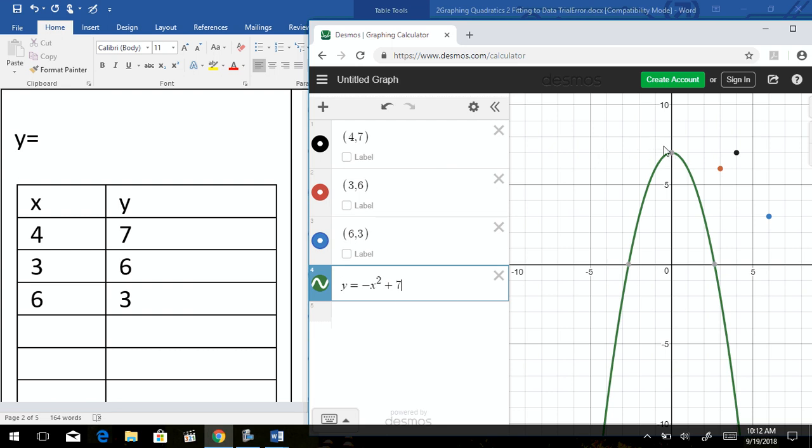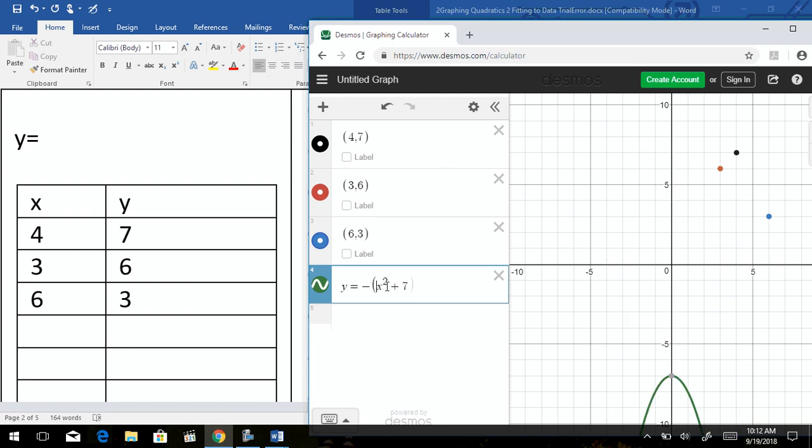Now I want to move this to the left or to the right. The trick for doing that is you throw brackets around the x. With brackets around the x, if I add to it, it'll move it to the left. But if I subtract from it, it'll move it to the right. So I'm going to try and move it a few more spots to the right. And I've hit all the dots, and my equation is y equals negative (x minus 4) squared plus 7.